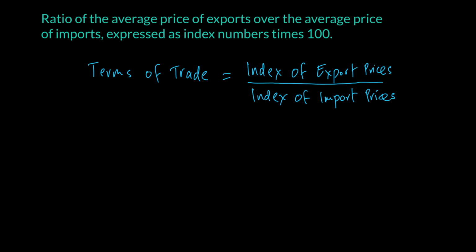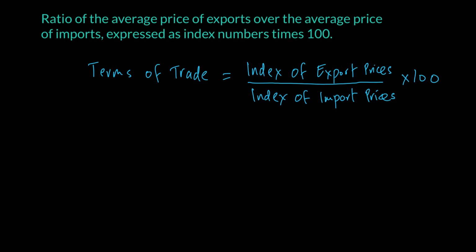In an index, basically, we have a basket. So in this case, we create a basket for exports, where we take, let's say, 100 goods, and we look at the prices of those goods. Similarly, you have a basket for import goods, and you look at how the prices are going. Whenever there's an index, there's always a base year. So you find your index of export prices over index of import prices times 100.